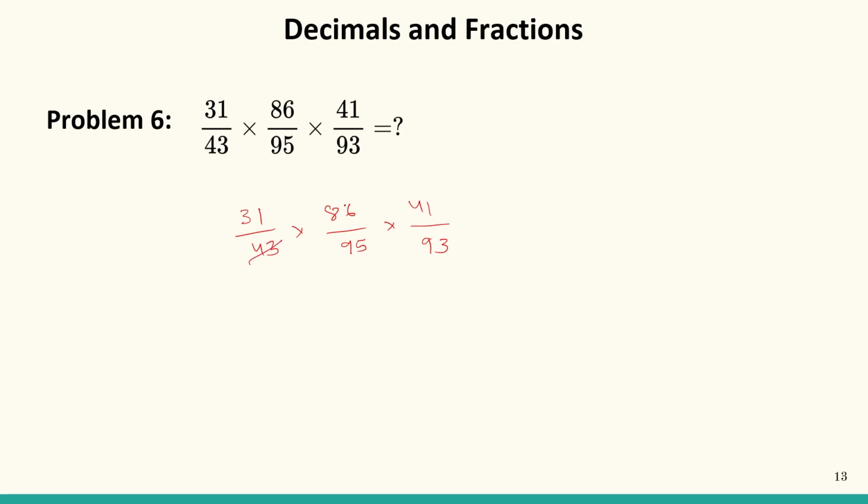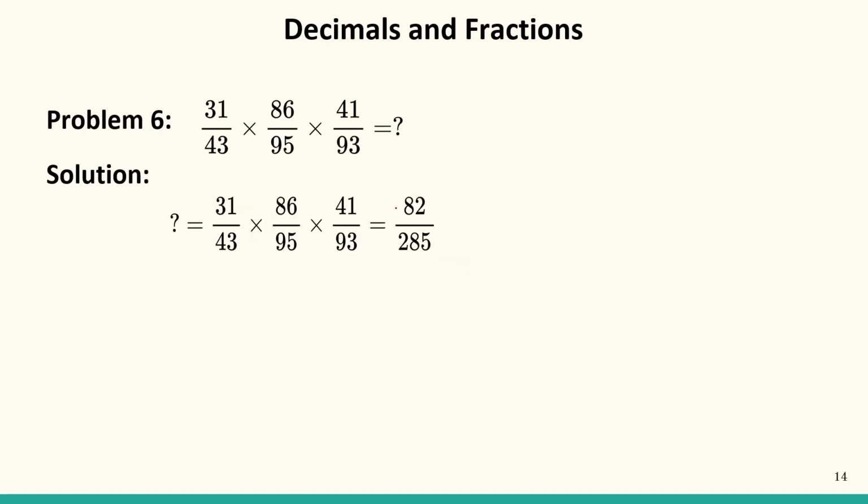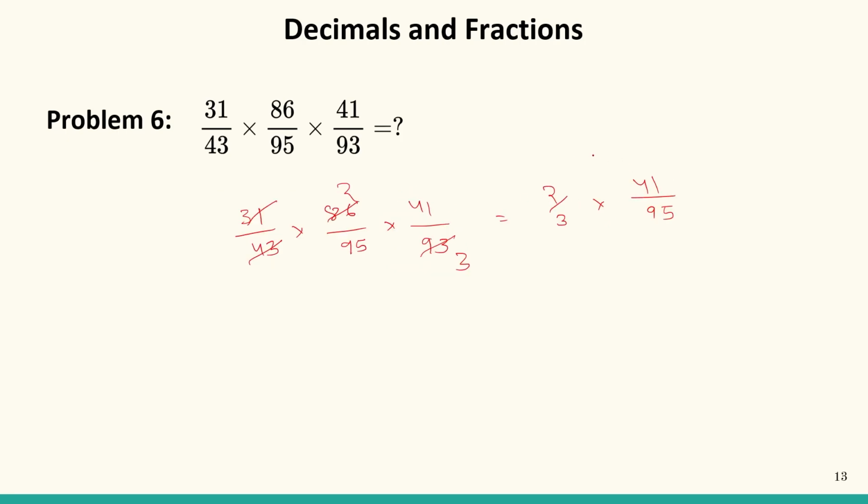You can see that 43 into 2 is equal to 86. And 31 into 3 is equal to 93. So what we are left with is 2 by 3 into 41 by 95. So the answer will be 82 by 285. Here it is 82, 41 into 2, and 95 into 3 is equal to 285. So 82 by 285 will be the answer.